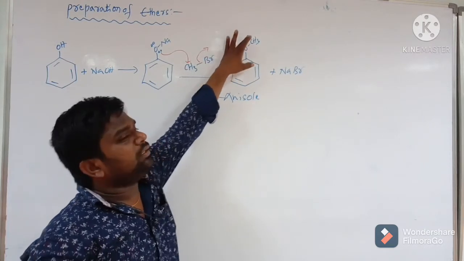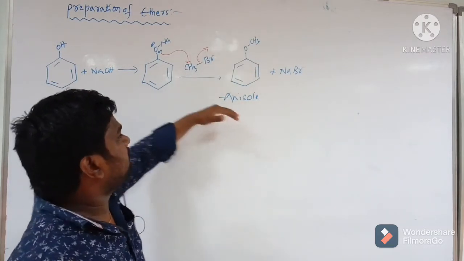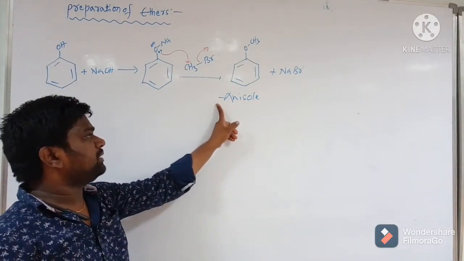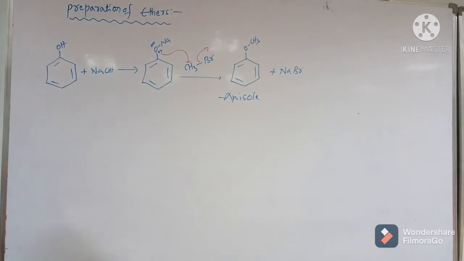This type of ether is prepared using the Williamson synthesis. This is one of the methods, and it is the same as the Williamson synthesis process. So this is about the preparation of ethers. The first method is completed.